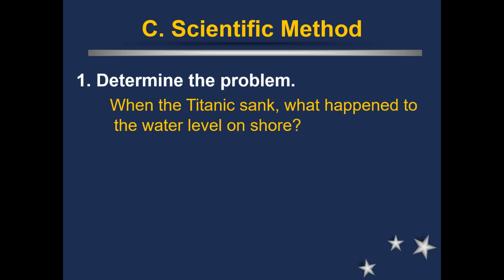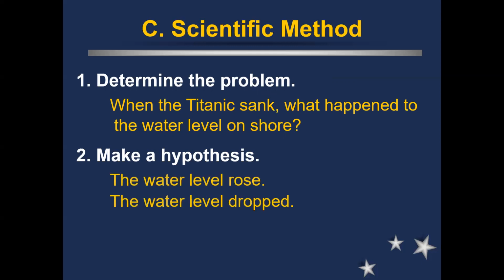All right, so let's, for example, determine a problem. When the Titanic sank, what happened to the water level on shore? So people would say, if the Titanic sank, then the water level rose, or the water level dropped, or the water level stayed the same. And is this something testable? Sure, you can build a model of it.